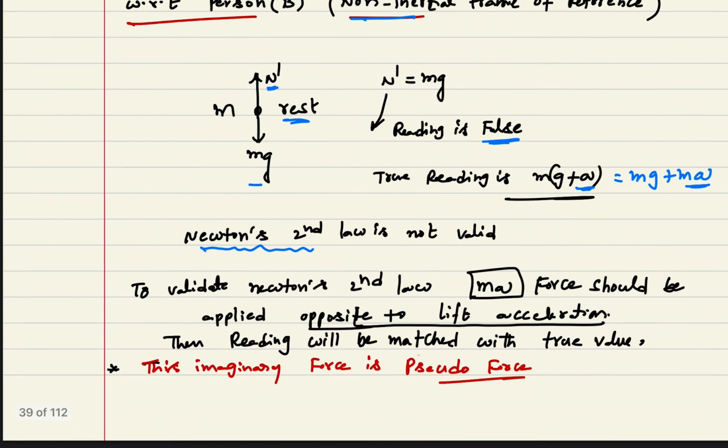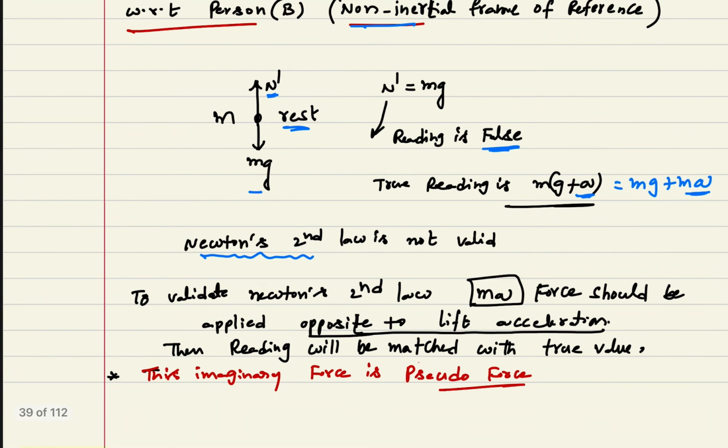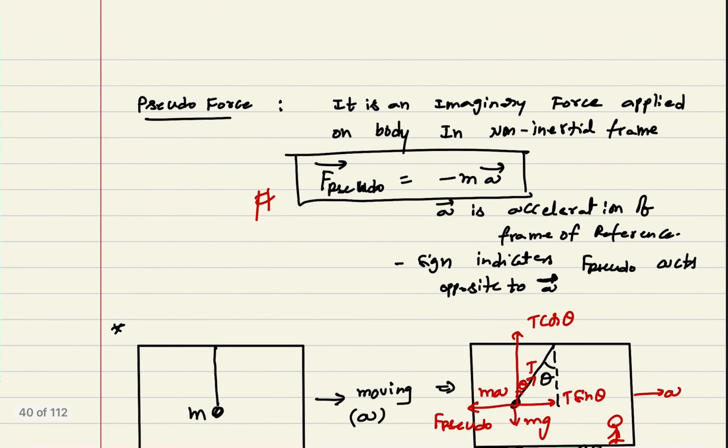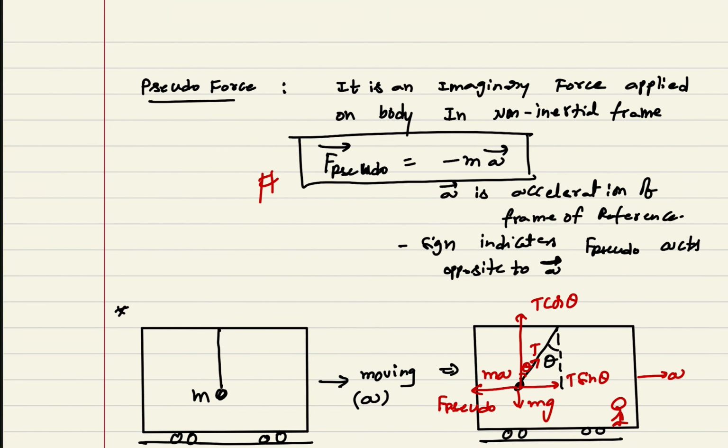Okay, that force should be opposite to the lift acceleration. So this imaginary force is called pseudo force. If we consider this imaginary force in a non-inertial frame of reference, then Newton's laws are valid. Now I am discussing pseudo force. Pseudo force is nothing but an imaginary force applied on a body in a non-inertial frame of reference.